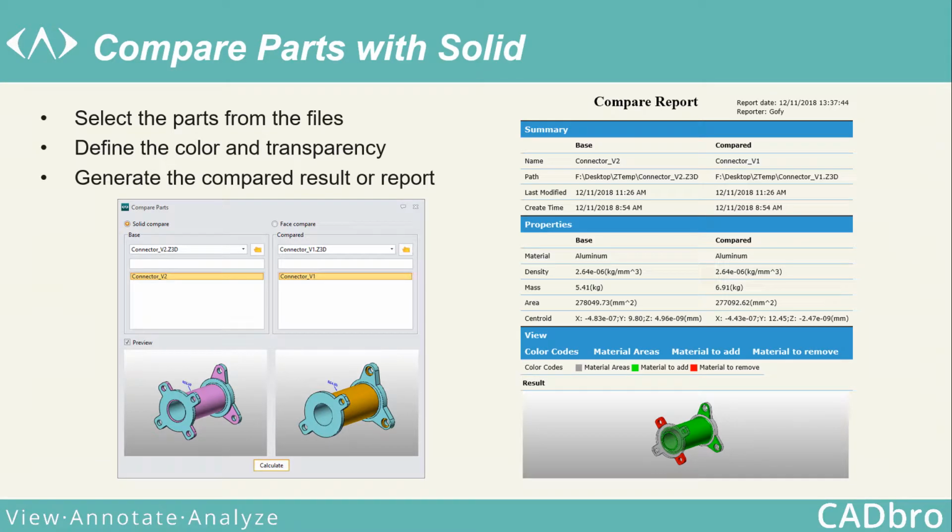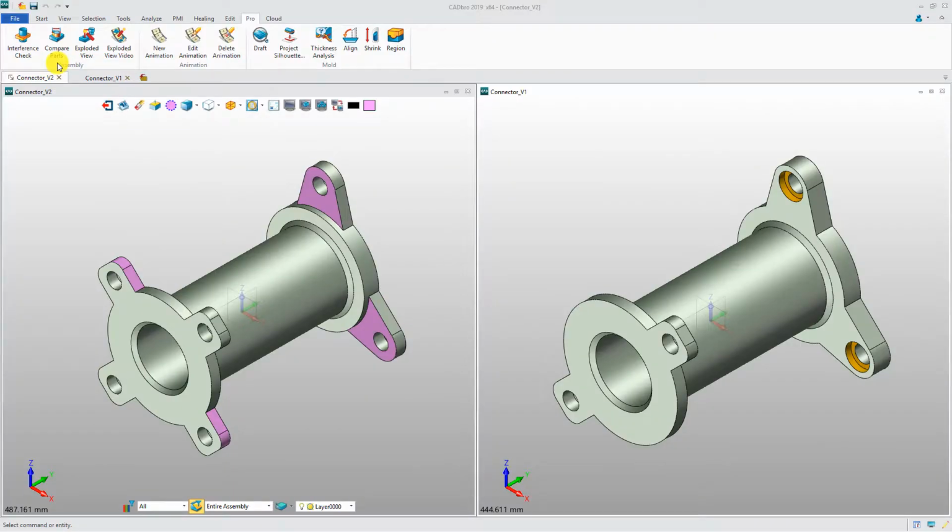Compare parts with solid. In CADbro 2019, you can compare parts with solid. After comparison, you can generate a report and a result. The different regions are colored to understand the differences between these two parts more easily.